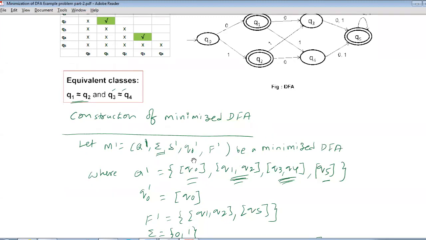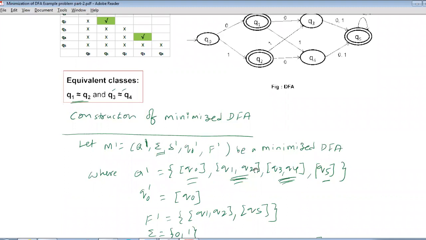Now Q naught we have separately, so this is not part of an equivalent class. So take Q naught as it is. Next one is Q1, then Q2, but Q1 and Q2 we don't have separately in the minimized DFA. These two are equivalent classes. That means these two can be merged and made a single state. So that's why this is represented within square brackets as Q1, Q2, which is a single state.